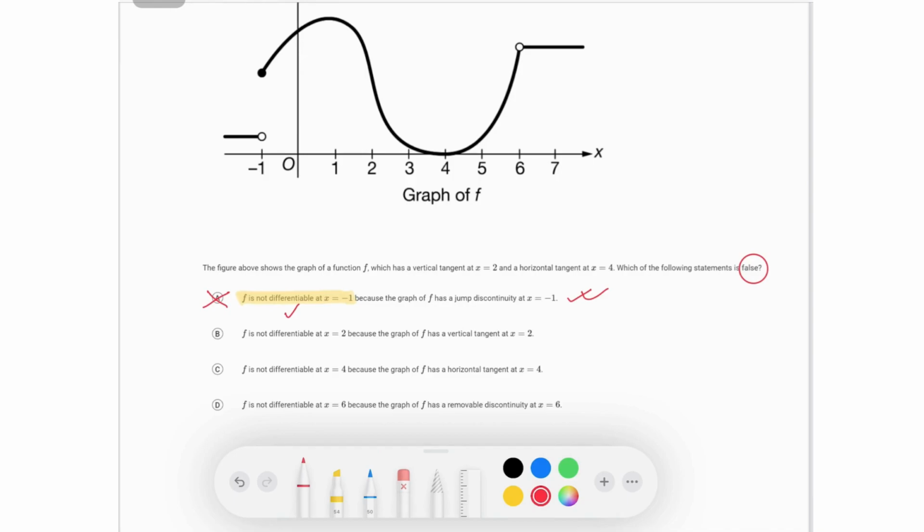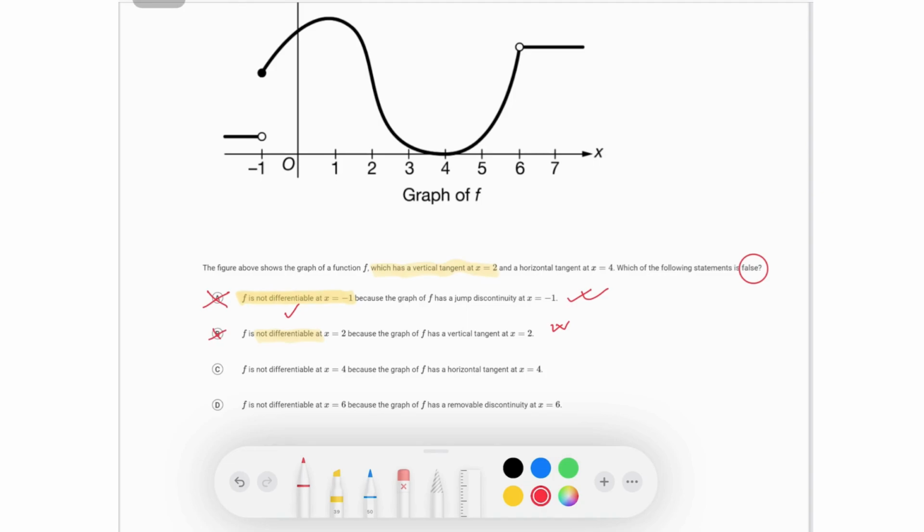B says f is not differentiable at x equals 2 because the graph of f has a vertical tangent at x equals 2. Well, you can see here in the task it is given that f has a vertical tangent at x equals 2. When it has a vertical tangent, then it's not differentiable. So this is also correct, so this is not the answer.